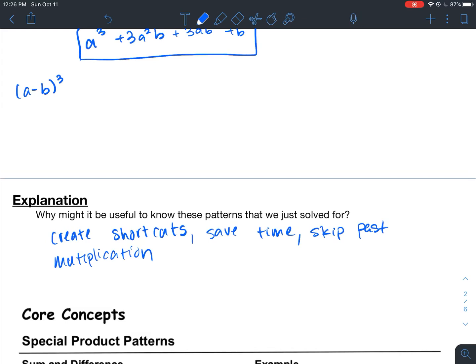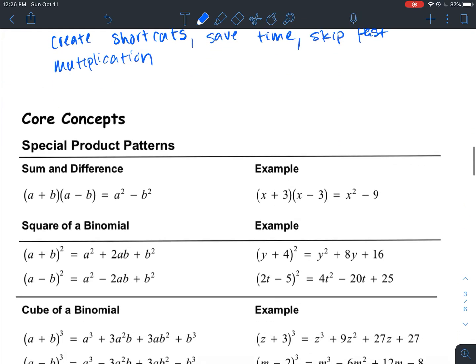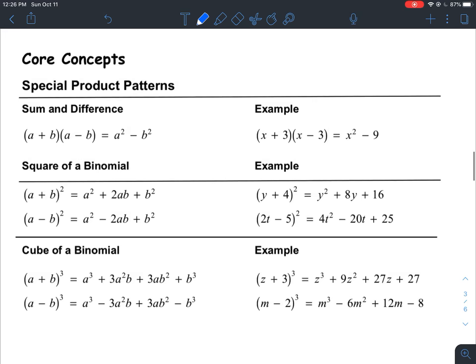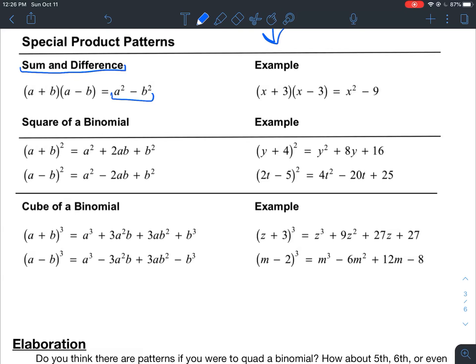Alright, so we can sum up everything that we just learned into this table up here, okay? So there already are names for this. There's the sum and difference right here, where you have binomials that have the same terms but opposite signs inside, and you can see that it's equal to a squared minus b squared. Over here on the right side are examples. Then there's the squaring of a binomial. You can square a binomial with it being positive inside, and square a binomial with it being negative inside, and these are the results. These are examples.